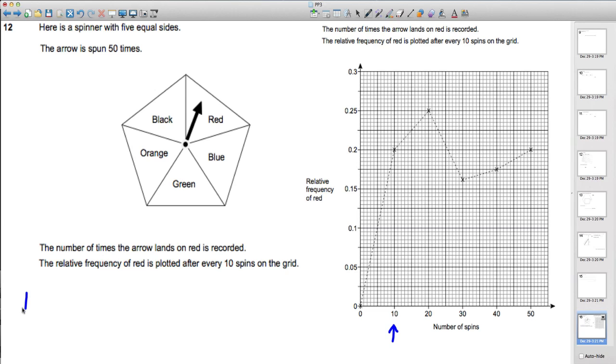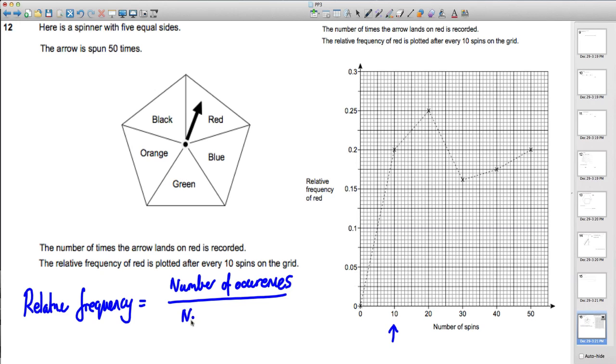Let's remember what the relative frequency is. It is the number of occurrences of the thing you're interested in, divided by the number of trials. For example, the relative frequency of red is how many times it landed on red divided by how many times you spun the thing. So it's kind of like the probability.